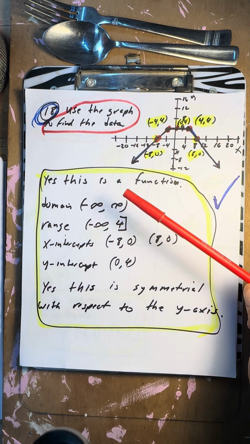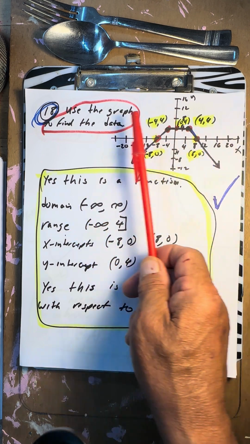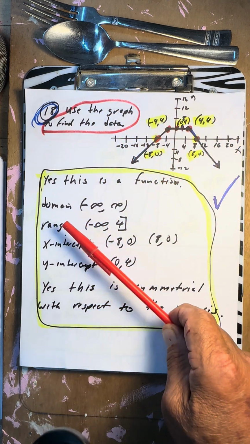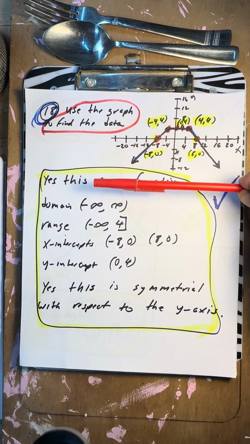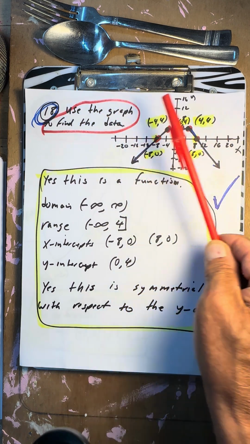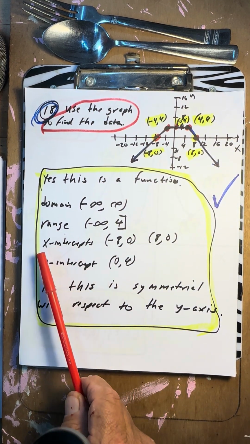Okay, got it. Is this a function? It lines up and down? Yes, it's a function. Domain, all real numbers. Range, from the bottom, from negative infinity to 4. Negative infinity to 4. Domain, range, from there to there.